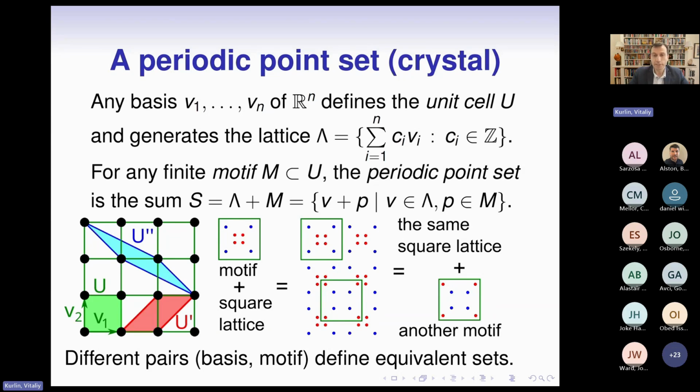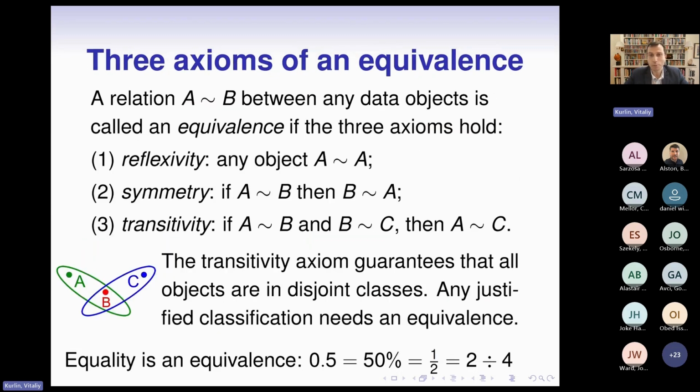The word equivalence is a very basic concept in many sciences, not only in mathematics. An equivalence is a binary relation between any types of objects, in our case, of course, crystals. This binary relation is called an equivalence if it satisfies the three basic axioms: reflexivity, symmetry, and transitivity. Here transitivity is especially important because it justifies a classification as a splitting into disjoint classes.